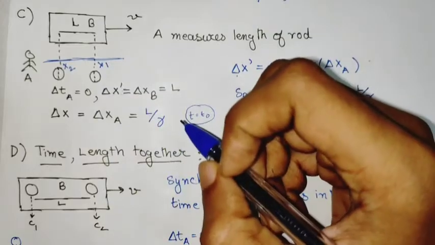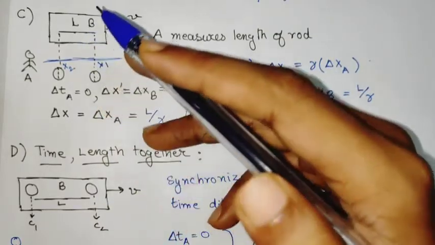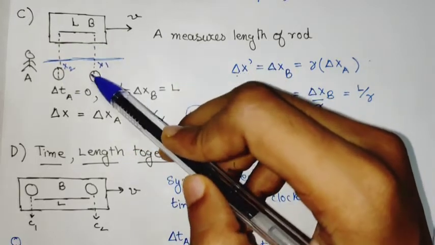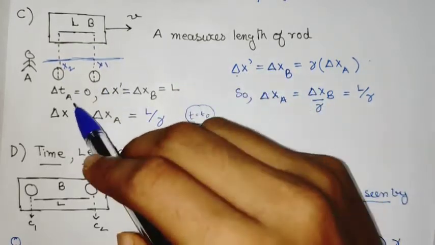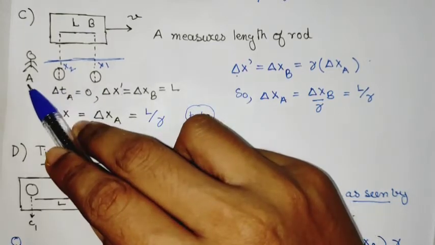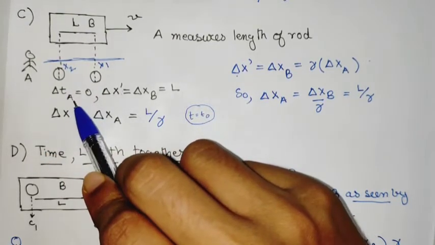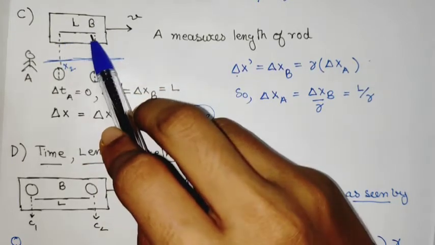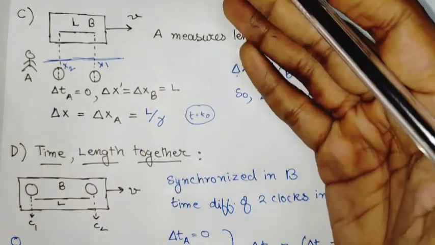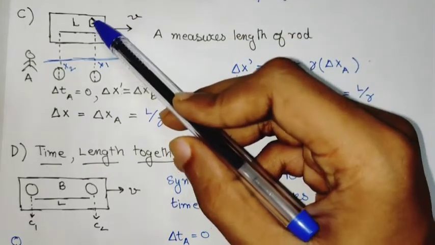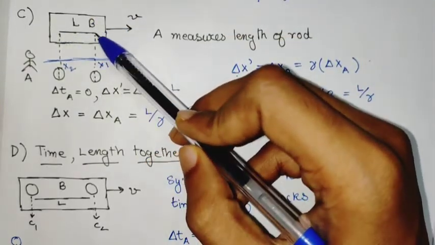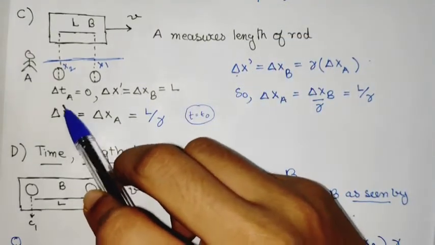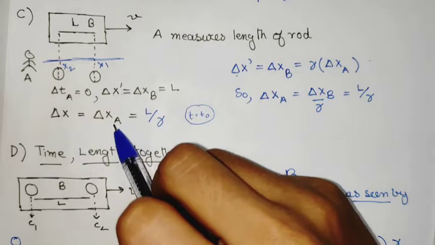The essential point here is that the measurement of the rod's length is made simultaneously in A's frame, so delta t A is 0. Delta x prime, which is the length of the rod in B's frame, is just L, because B just took this rod of length L and was traveling with a velocity v. And now we have to find delta x, which is just delta x A.